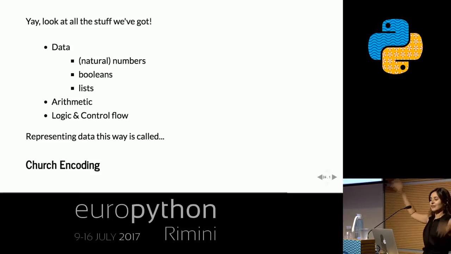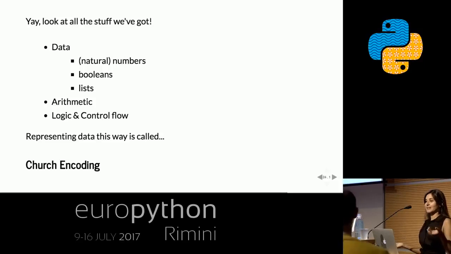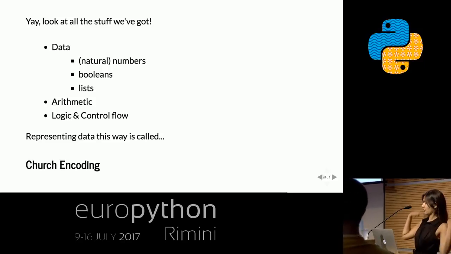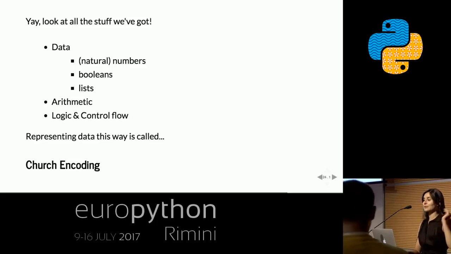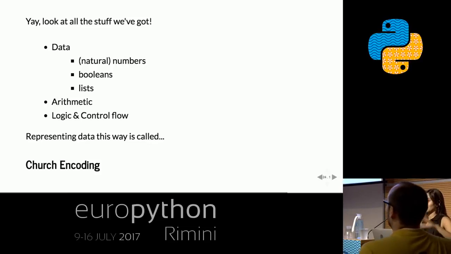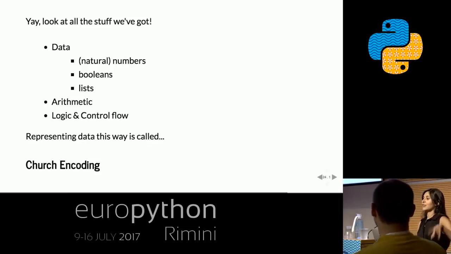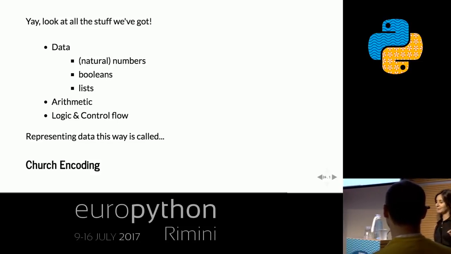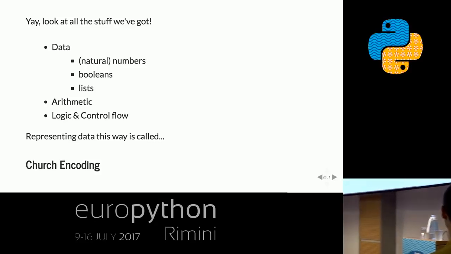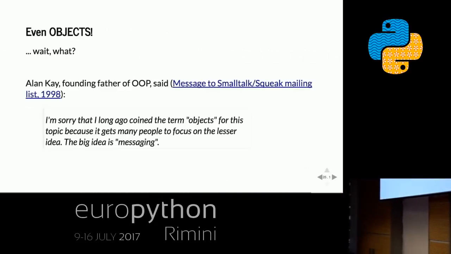So we got all this stuff. We've got data, numbers, booleans, lists, we've got arithmetic, we've got logic and control flow. And representing the data the way we did here is called Church encoding. So you can go Google that. And I know we're super out of time, yes. So I'm not going to go through these slides, but it turns out that what we've been doing, representing data this way, is kind of like object-oriented programming. Unfortunately, we don't have time to talk about why that is, but I'm going to post the rest of this, and there's an explanation of how that works.